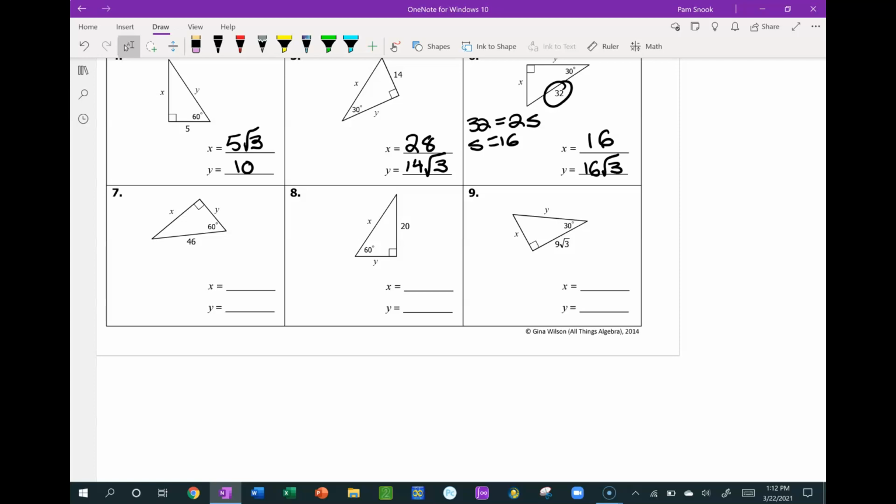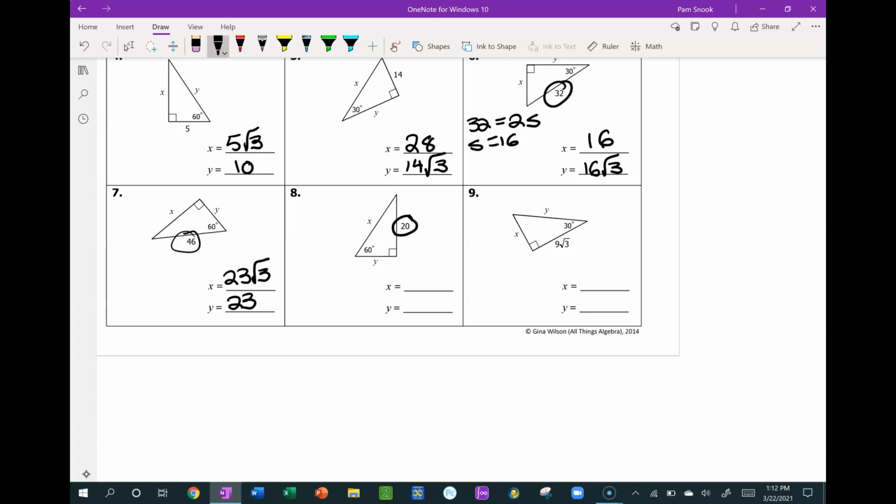And 46, same thing. We're given the hypotenuse. This time Y is the short leg. So divide that 46 by 2, you get 23. X is the long leg, so 23 times root 3, and that's done. Okay, so now we have just one kind left, and that's where you're given the long leg.